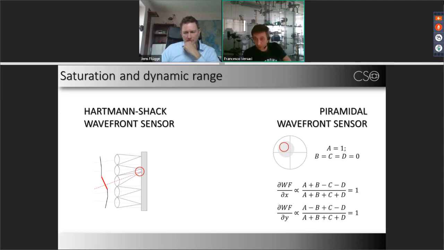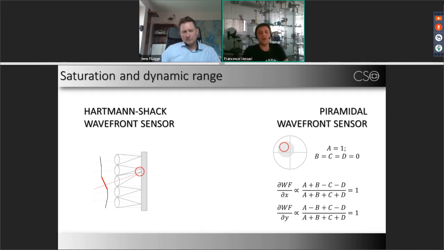So if all the energy for the point that I'm taking into account falls into one single face of the pyramid, all the energy will go in one of the subpupils for this point. And so if I do the calculation at this point, I'm going to have that the wavefront slope along X and along Y is 1, and I cannot see a real shape. So I'm underestimating the real slope of the wavefront.